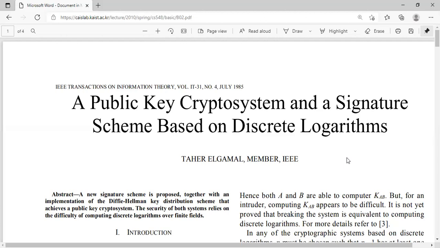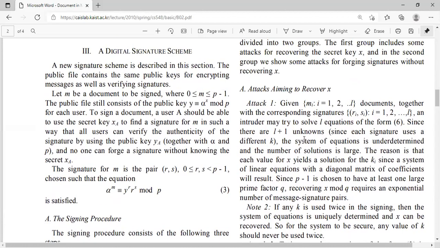We earlier talked about a cryptography system, an encryption system in particular, that uses discrete logarithms as the underlying hard problem. So I will skip the encryption part. There are two parts in this paper, the encryption part and the digital signature part. I will focus on the digital signature part only. Section 3 is the main focus.